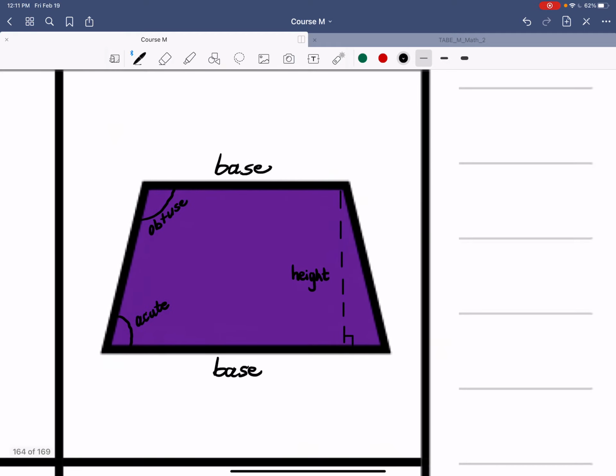Regular? No. This one, we have equality here and here, but that's not always the case with trapezoids. Trapezoids can be very weird shapes.